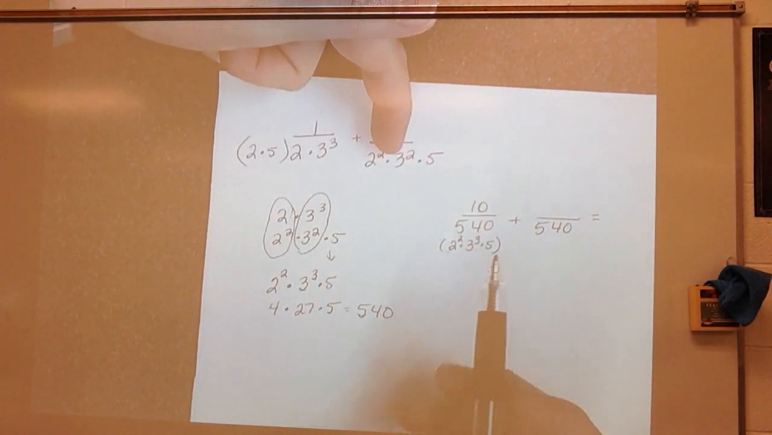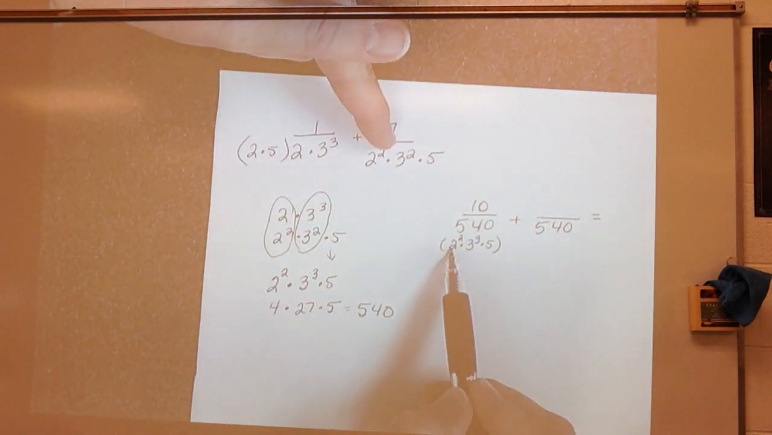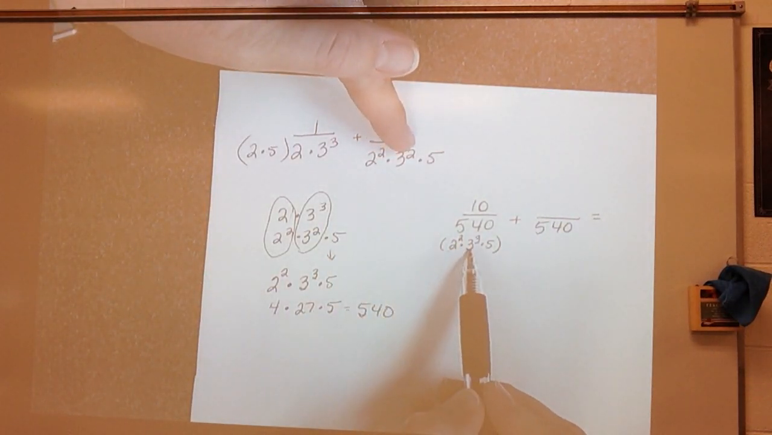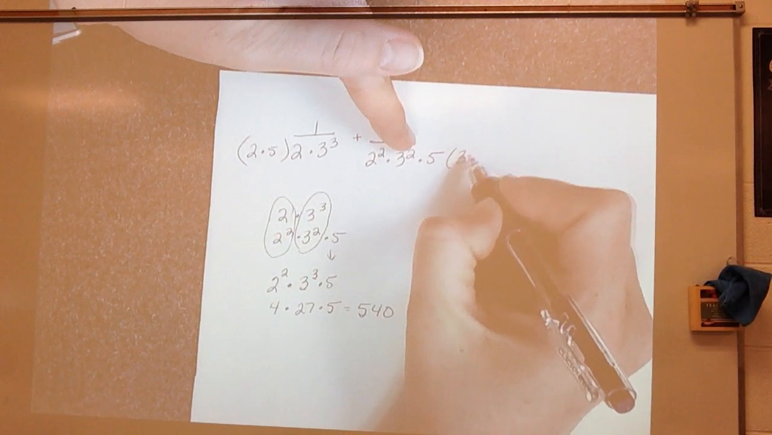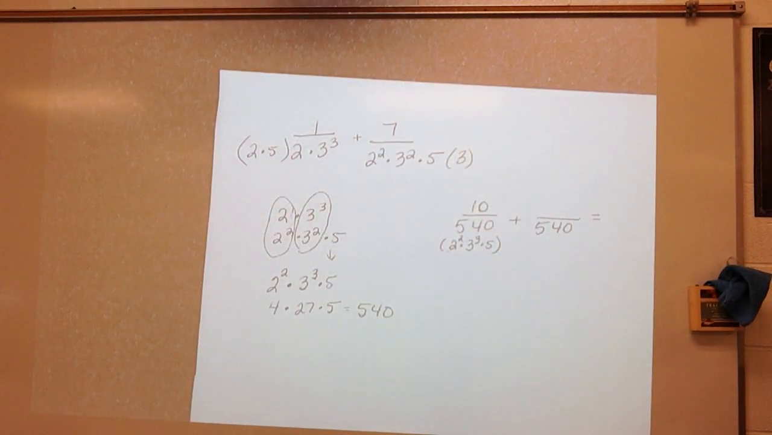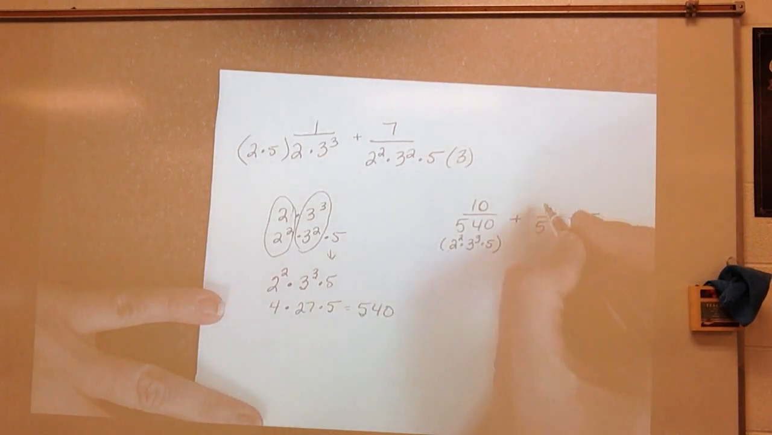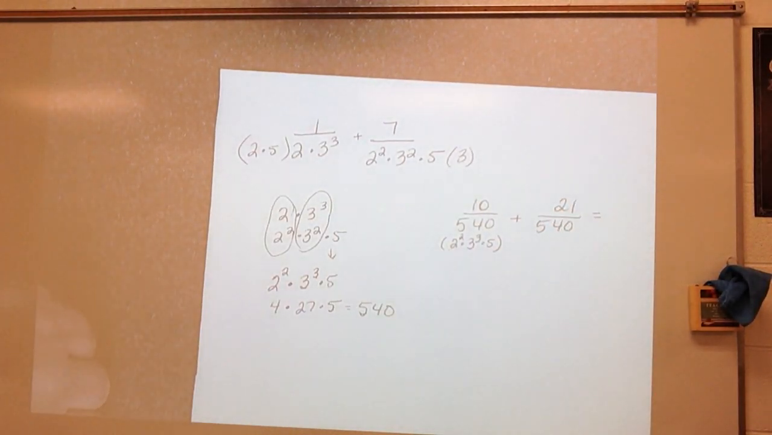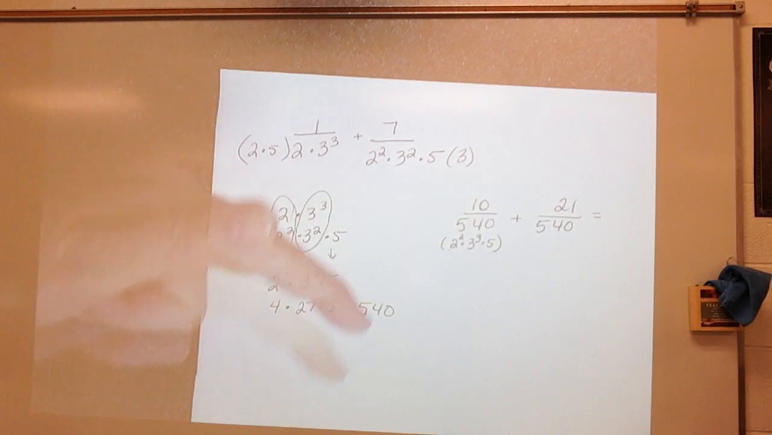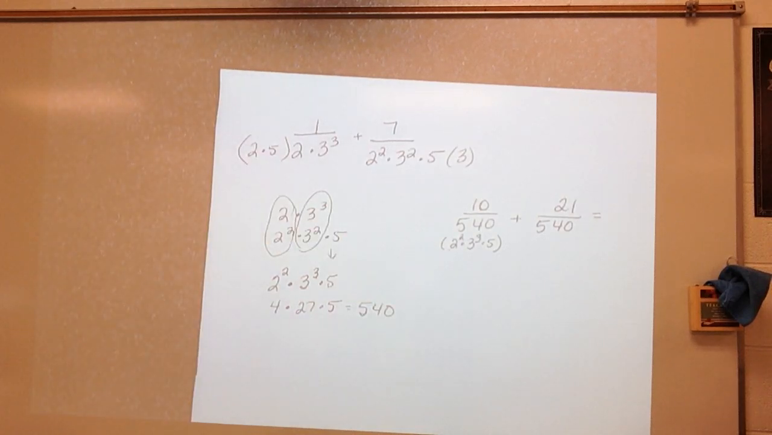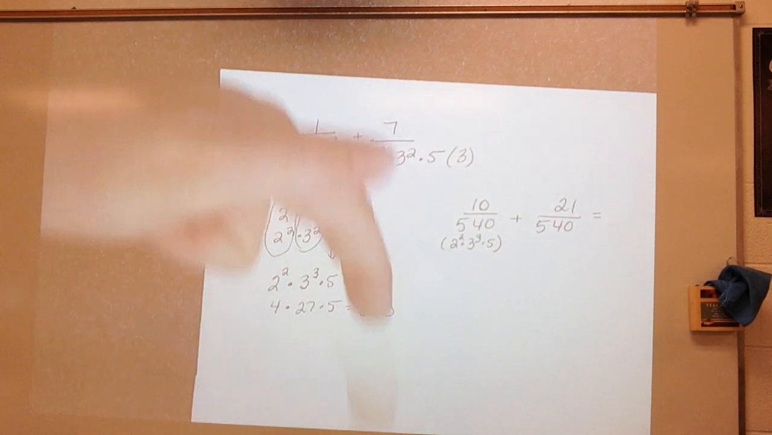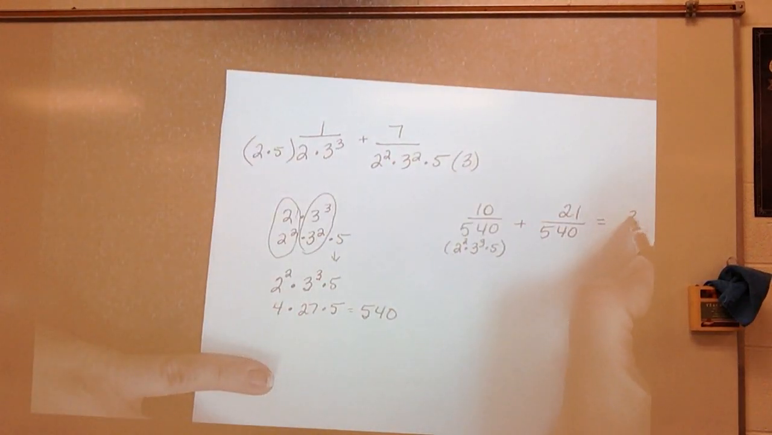All right, let's look at this. So I've got 2 squared. I need another 3, so I've got to multiply this by 3. 3 times 7 is 21. So now I have that. Much simpler than trying to figure out what everything is equal to. 10 plus 21 is 31 over 540.